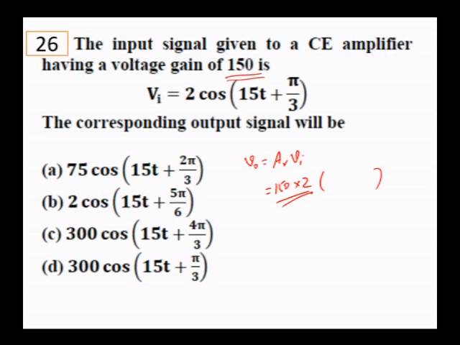Remember, in a CE amplifier, the output will be out of phase with respect to input by 180 degrees, that is pi radian. So you have to go by the phase, 15t plus pi by 3, plus another additional pi will come. This will make it 3 pi plus pi, 4 pi by 3. So along with 15t, there is that 4 pi by 3, and the amplitude amounts to 300. So the answer is C, 300 cos(15t plus 4 pi by 3).